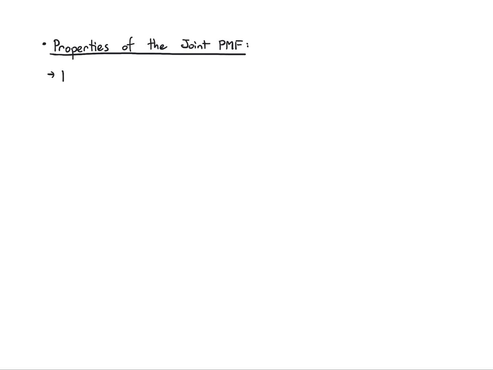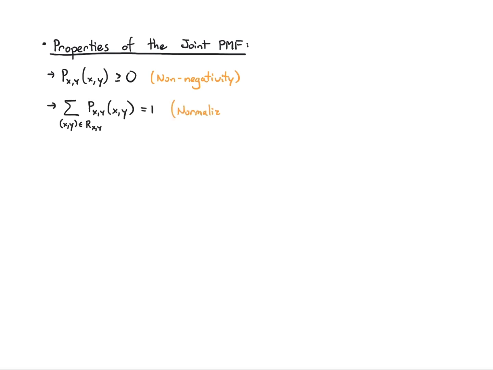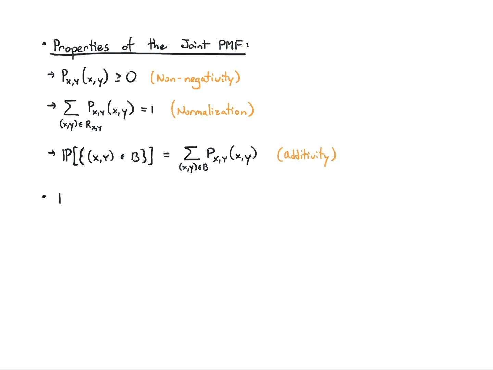Okay, so we have, as usual, 3 properties: non-negativity, and normalization. So if I sum over x and y, I'm going to get 1 for the probability. And if I want to know the probability that x and y fall into some set, I sum up over the x, y values that are in that set. Additivity. Okay, so those are just the usual properties that we see, probability axioms.